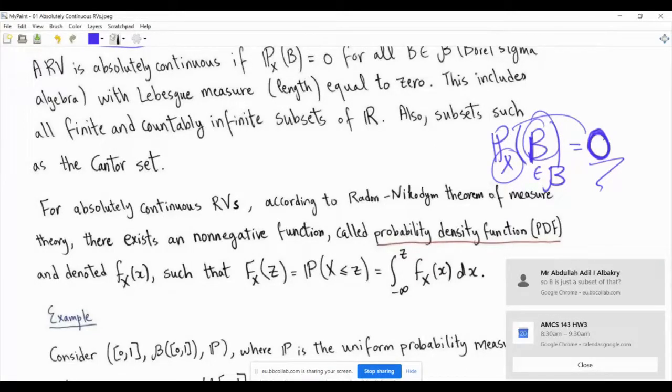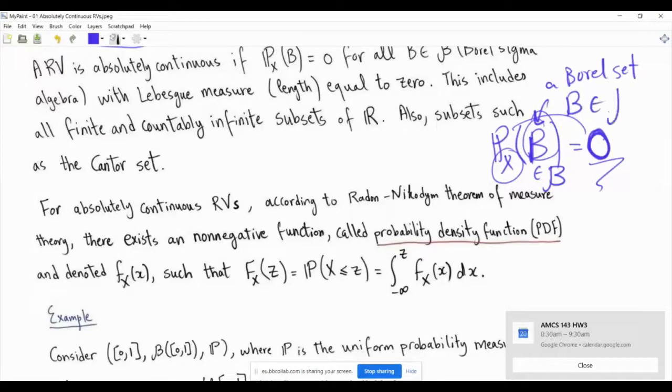So B is one of those guys. B here, so what is B here? It is a Borel set. So B belongs to the Borel sigma algebra. So B here is one of those guys.